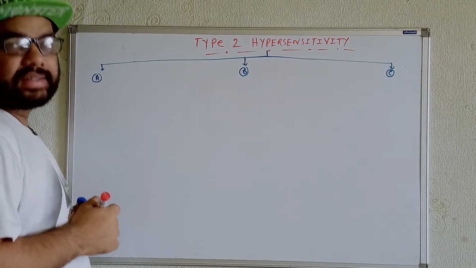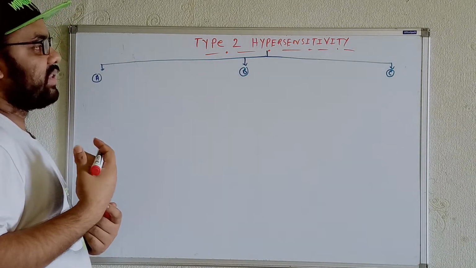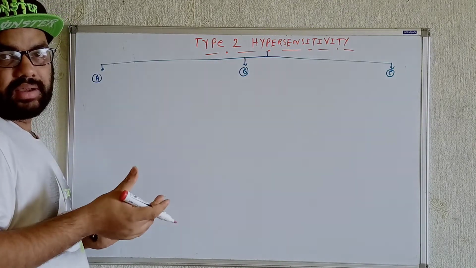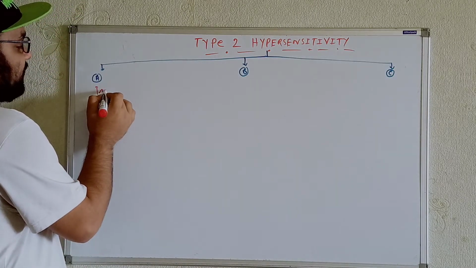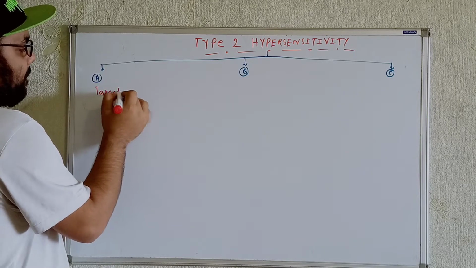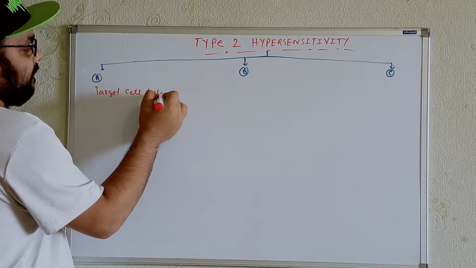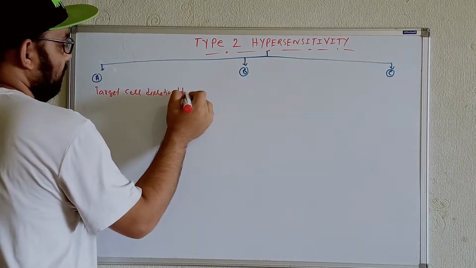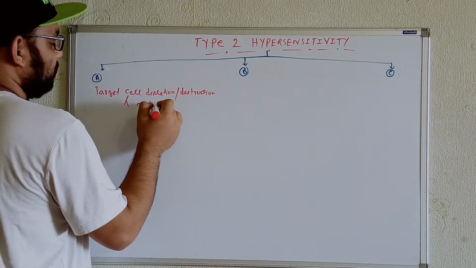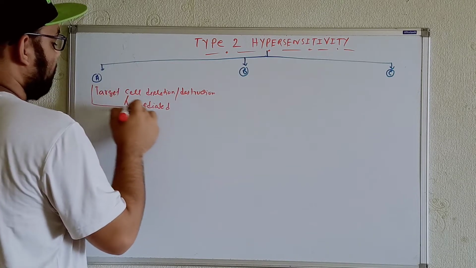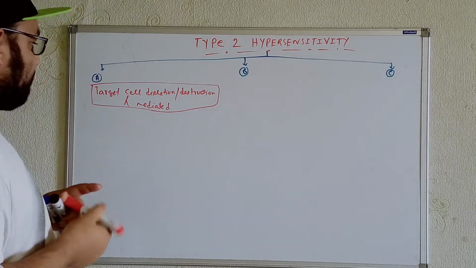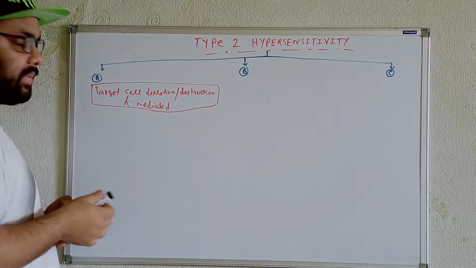In these cases we get target cell depletion. The antibody will be produced to diminish, or to destroy, the target cell. So first we'll write it over here: target cell depletion or destruction, which is definitely antibody mediated. First we'll talk about this part, then we'll go to the subsequent parts.